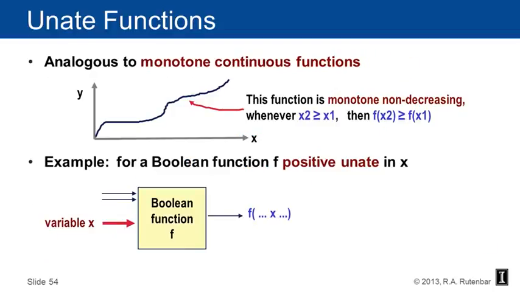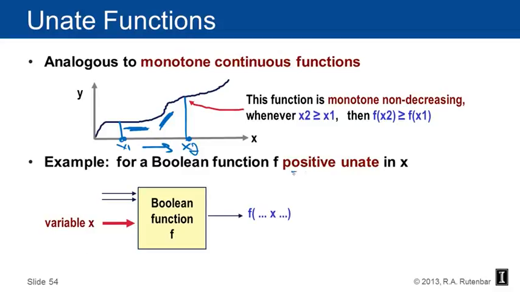This particular function, y equals f of x, is monotone non-decreasing. So if I take a value of x1 here and I increase it to a value of x2 here, what we can see in the function is that either it's flat or it goes up. That's what monotone non-decreasing means. It means it doesn't get smaller. Unateness is exactly this same kind of concept, but for a Boolean function expressed in a sum of products form.